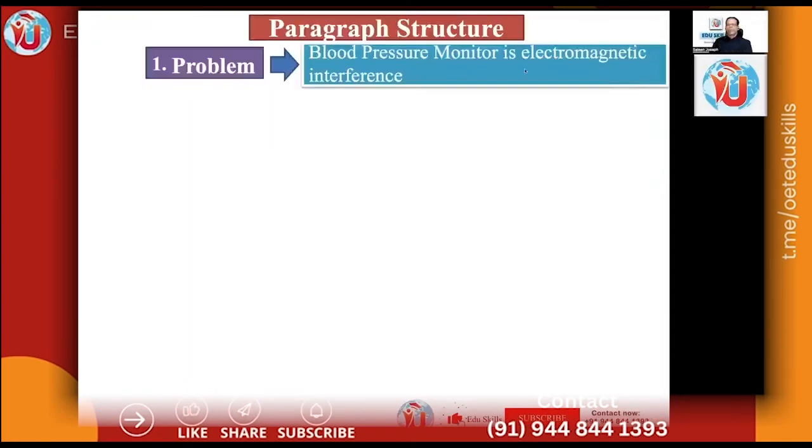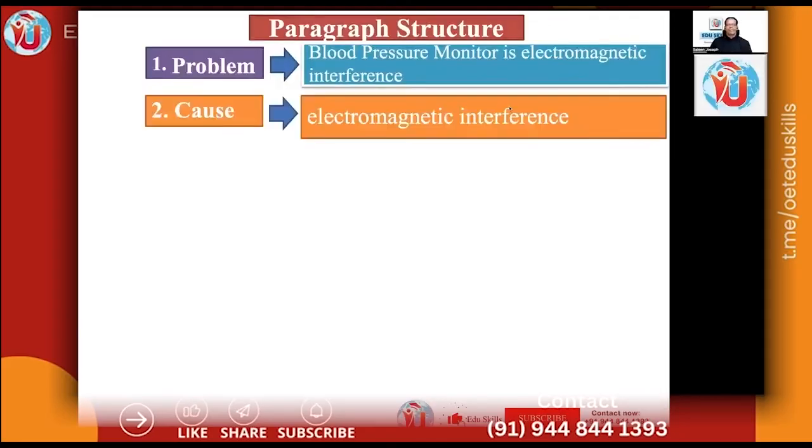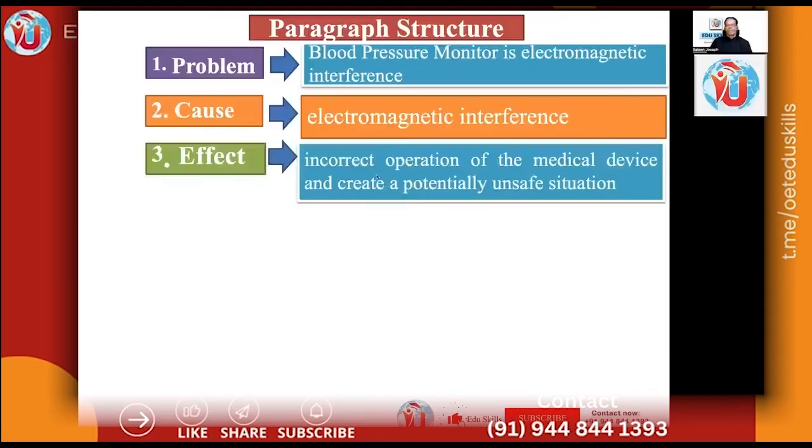The paragraph structure here: problem is blood pressure monitor is having the problem of electromagnetic interference. And cause is electromagnetic interference. Effect is incorrect operation of the medical device and create a potentially unsafe situation.